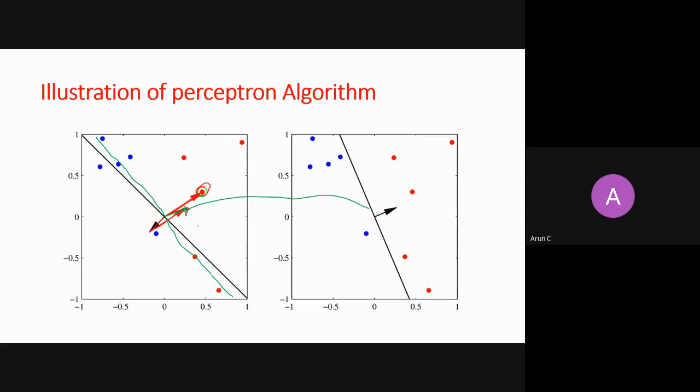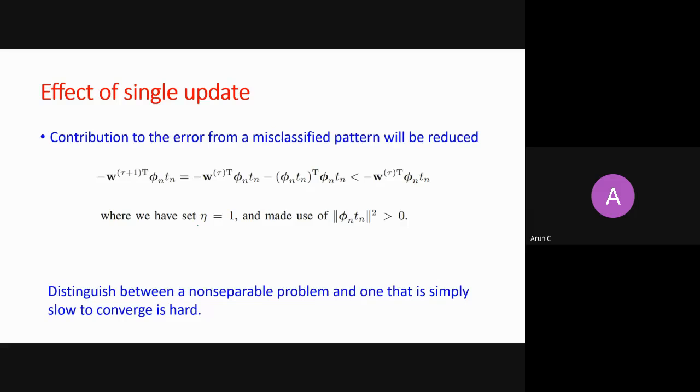Any other question? So I hope you understood this perceptron algorithm. This is what it is. This slide is showing that your contribution to the error for a misclassified pattern will be reduced. So the operations that you are doing here will always minimize the error. How it is doing, what it is shown here.